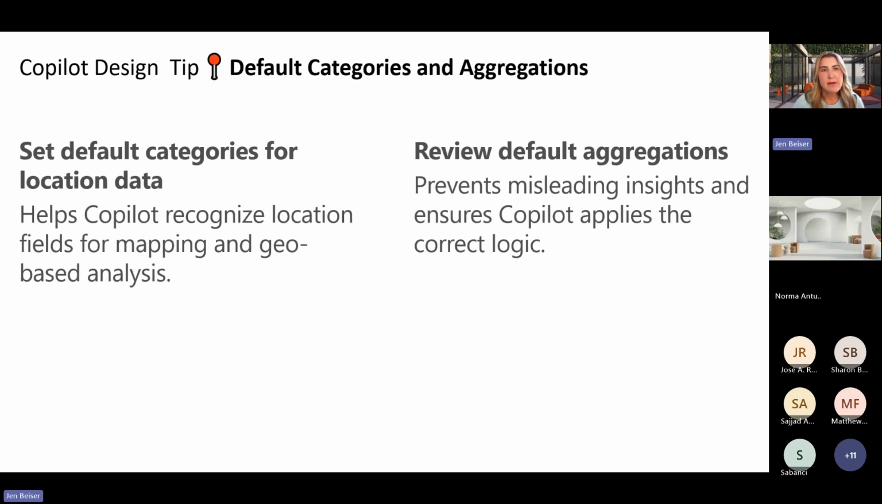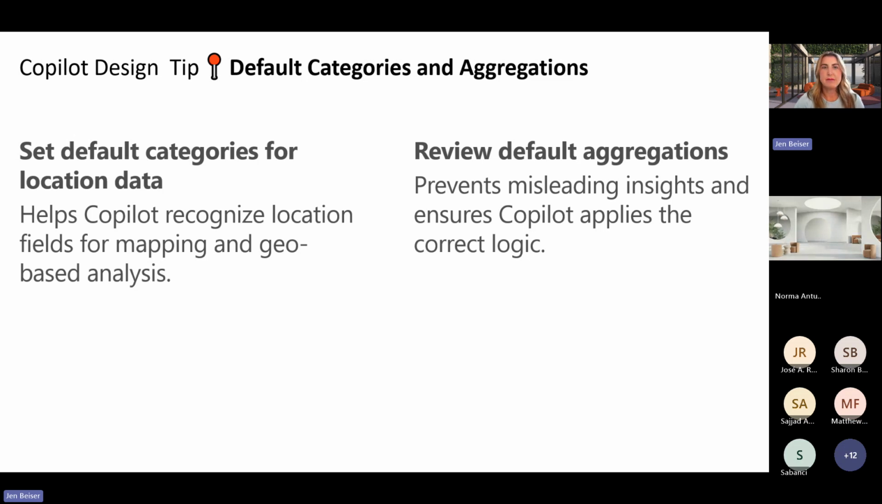Next, if you have location data in your semantic model, for example, region or dealership or store, it's really important to set the default category for that. In Power BI, there's a category setting that you can apply to each field. And so, for example, if I had a dealership field, I would set the category to be place. And that's going to help Copilot recognize any location fields so that it can create geographical based analysis.